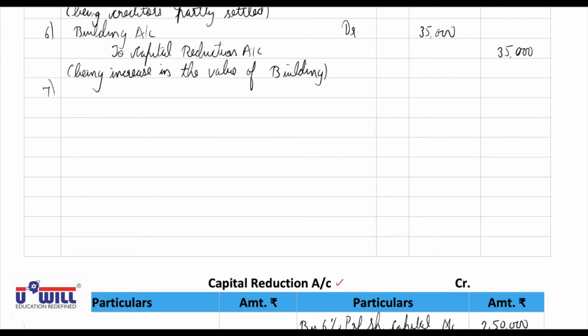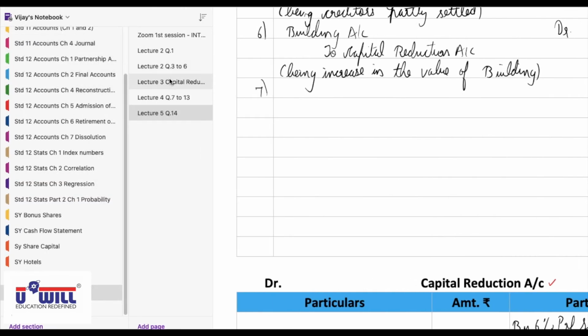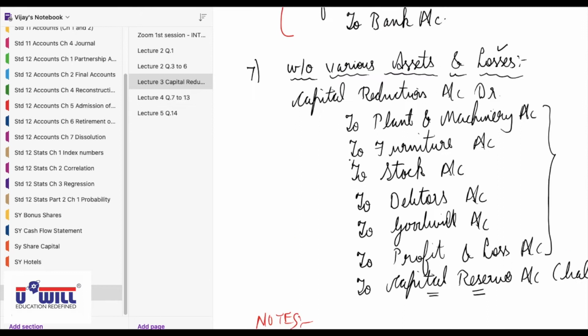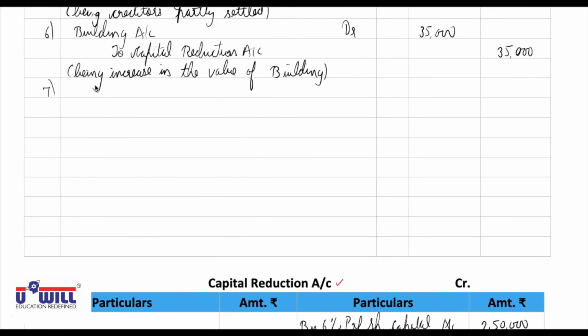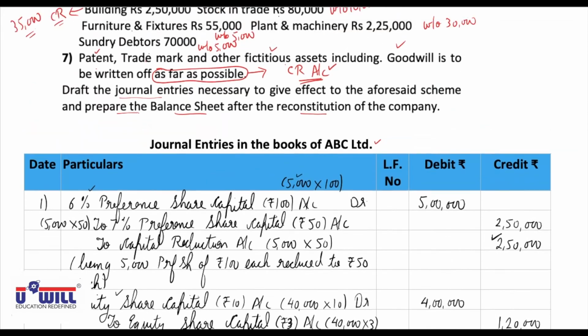For writing off the assets, as we discussed in the past lectures, the entry is supposed to be capital reduction account debit to all the assets which are written off. All of you can see this entry over here. Okay, same way here we'll pass the entry capital reduction account debit. Now we are utilizing the capital reduction account to write off the value of various assets. Now we keep writing off them one by one.